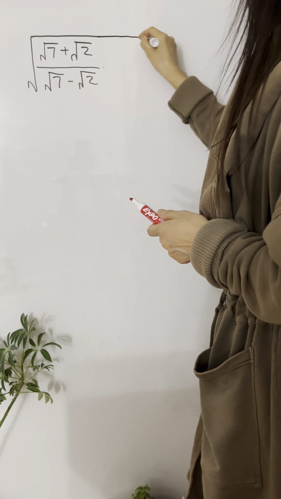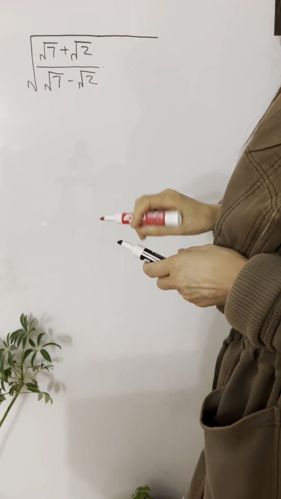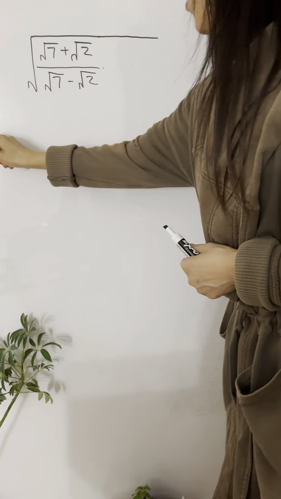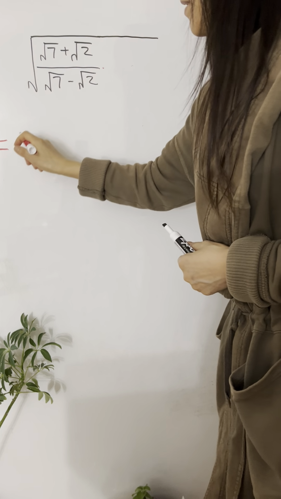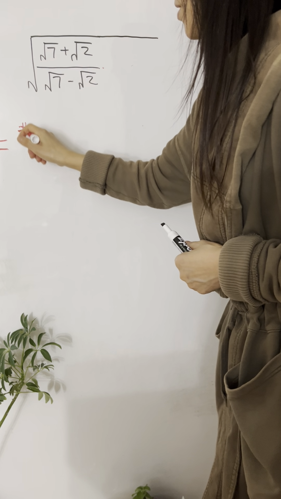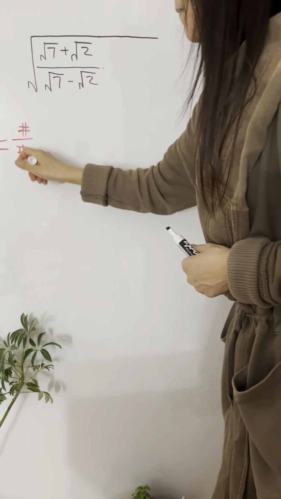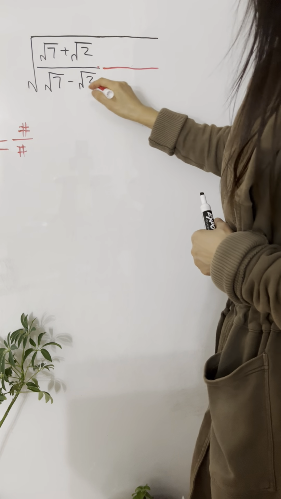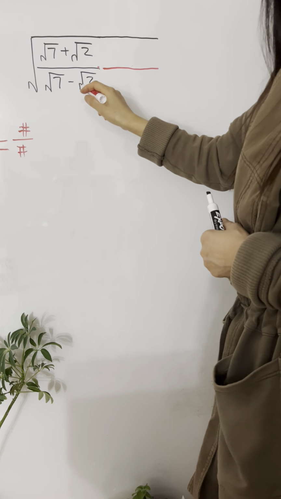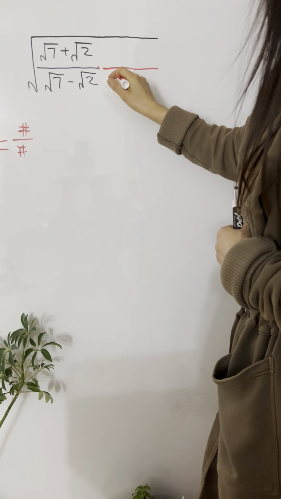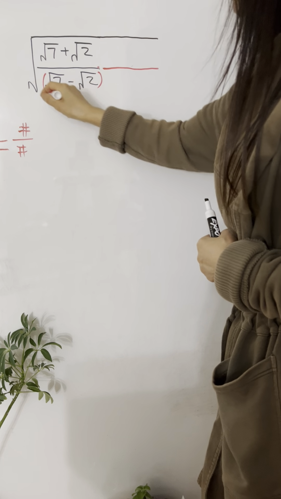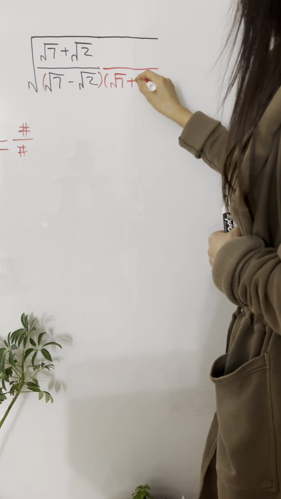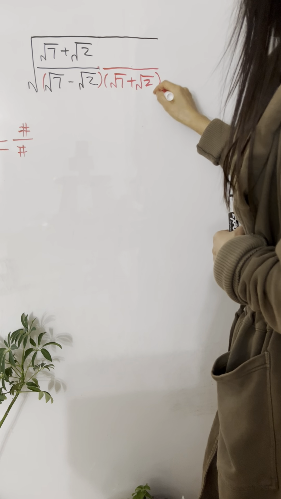Right? So with an expression, when we simplify, we can only multiply by 1. And 1 is a transformer. It's any expression divided by itself. So with this one, the denominator, we want to use the formula of difference of two squares. So we want to multiply the denominator with square root of 7 plus square root of 2.